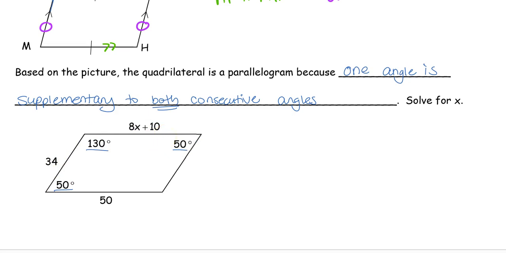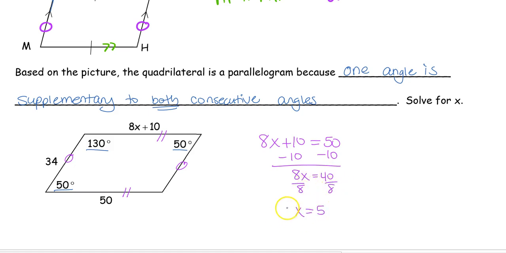Now I'm going to use different information. Now that I know it's a parallelogram, I'm going to use the fact that opposite sides are congruent to write my equation. 34, I don't know what that's congruent to, but I know since the top is congruent to the bottom, I can set up 8x plus 10 is equal to 50. We move our 10 over, getting 8x is equal to 40, divide by 8, and we find that x is going to be equal to 5.